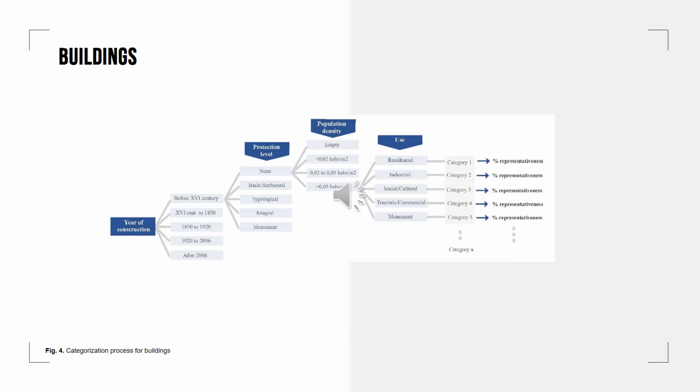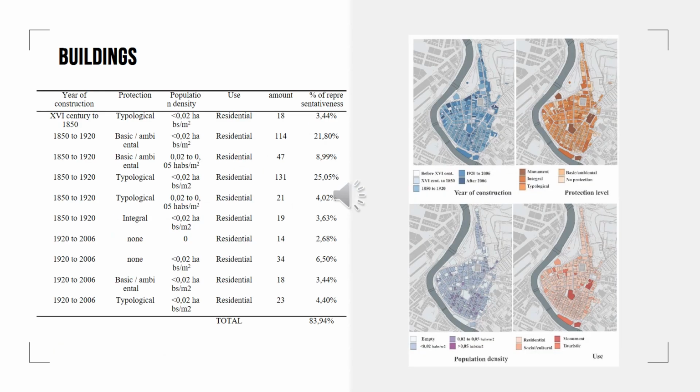Therefore, the main parameters used for the characterization of the buildings in this area were the year of construction, divided into 5 categories, the protection level, which also encompasses 5 categories, population density, which has 4 levels, and the use of the building, divided between residential, industrial, social and cultural, touristic and commercial, and monument. Because of this analysis and its implementation in the GIS model, 10 categories have a representativeness over the threshold set in the previous section of 2%.